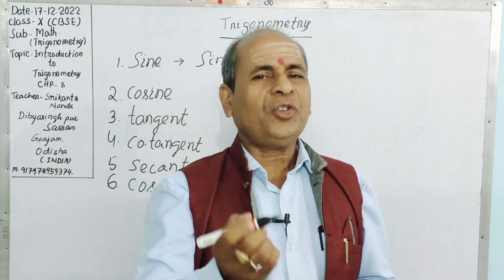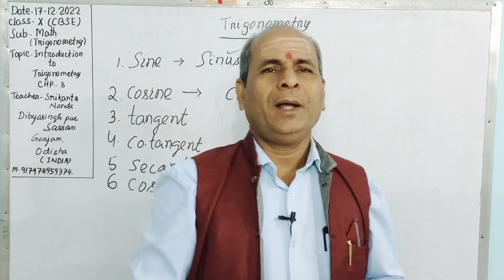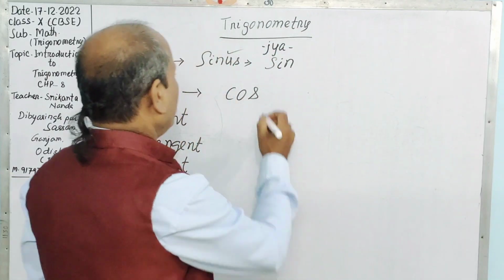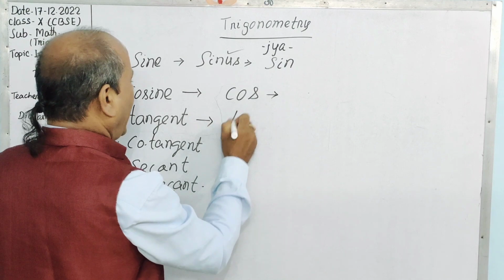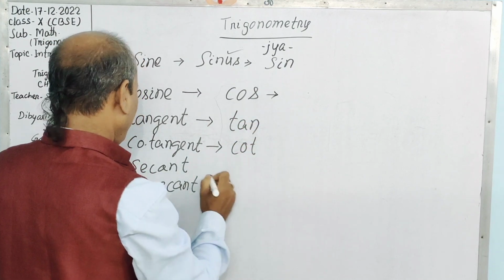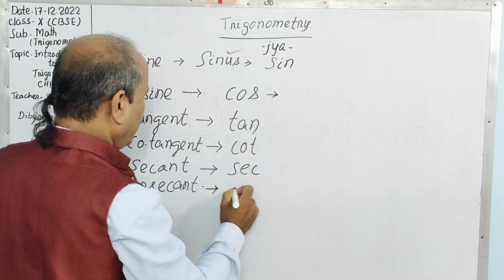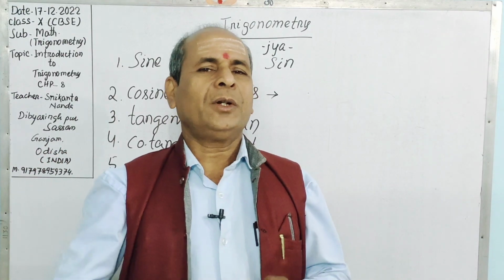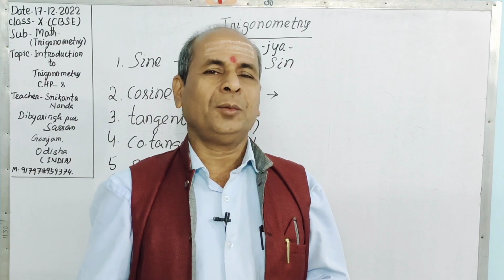Similarly, cosine came to be cos by the English mathematician Sir John Moore. Tangent came to be known as tan, cotangent as cot, secant as sec, and cosecant as cosec. So these are the fixed trigonometric ratios, and we'll see how they are formed.